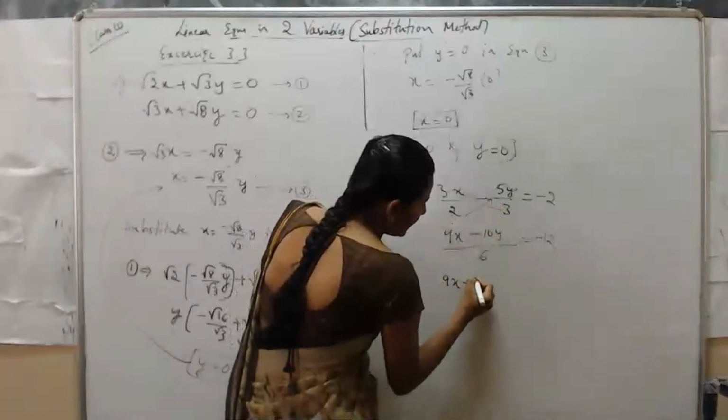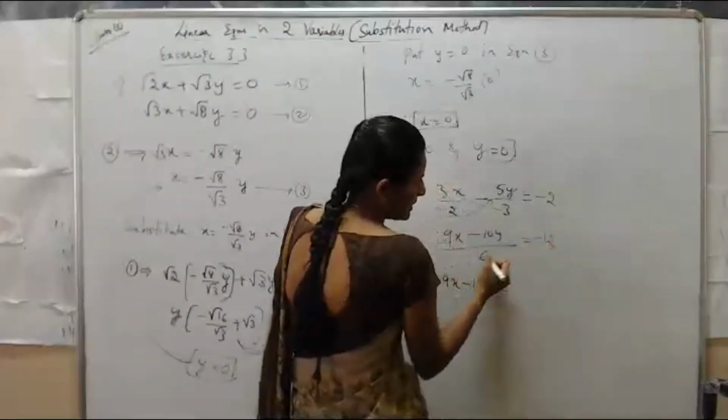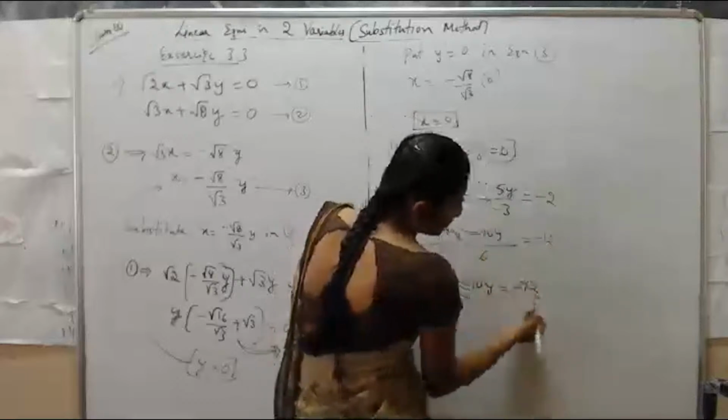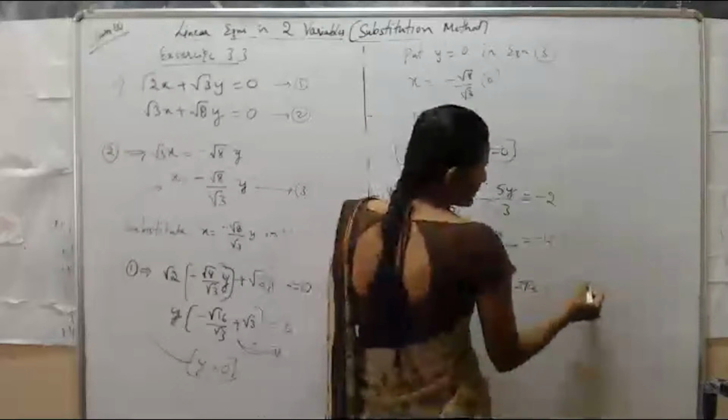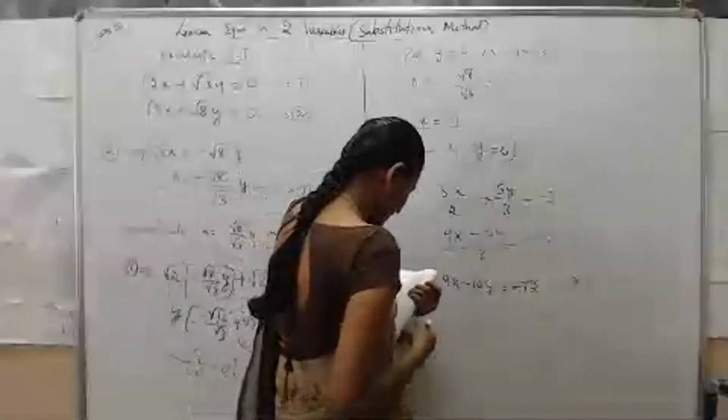9x minus 10y is equal to minus 12 6s are 72. So this is equation 1. Similarly, we have to solve the second one.